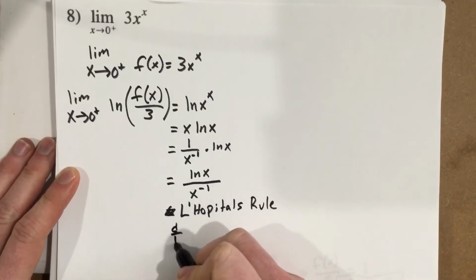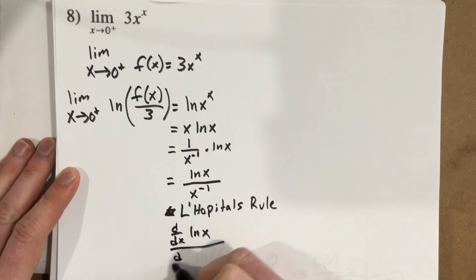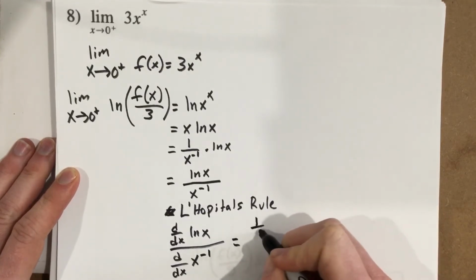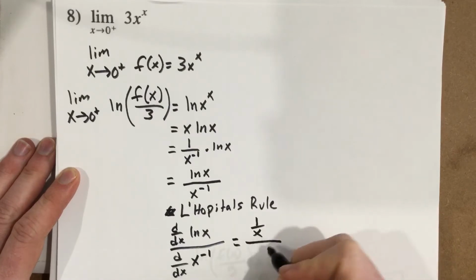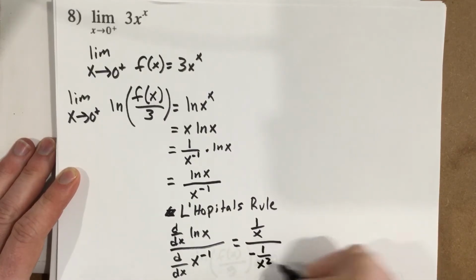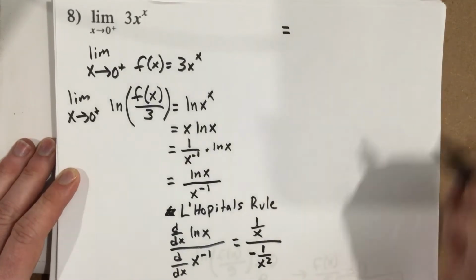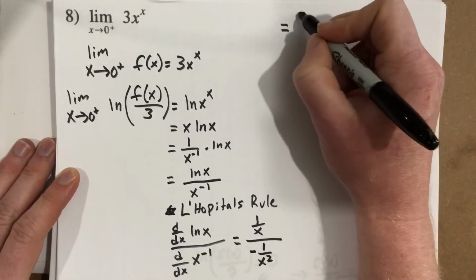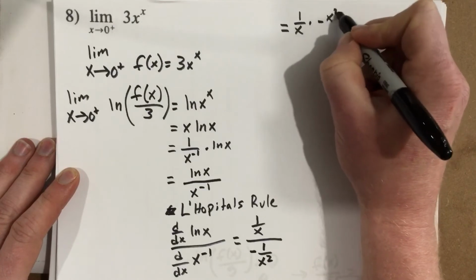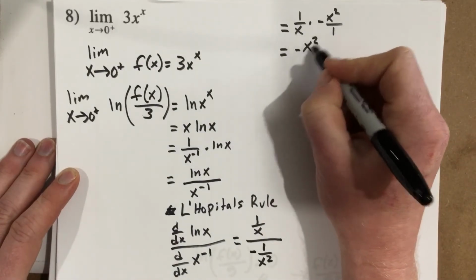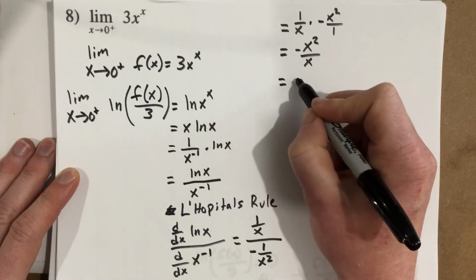So I'm going to do the derivative of the top over the derivative of the bottom. The derivative of the top is 1 over x. For the derivative of the bottom, negative 1 comes to the front, subtract 1, so I end up with negative 1 over x squared. Everybody should see that. Negative 1 comes to the front, subtract the 1, that's x to the negative 2 now. Bring that to the bottom, you get negative 1 over x squared. So then, go back to the top. I'm flipping and multiplying here, so 1 over x times negative x squared over 1. And I end up with negative x squared over x, which ends up being negative x.